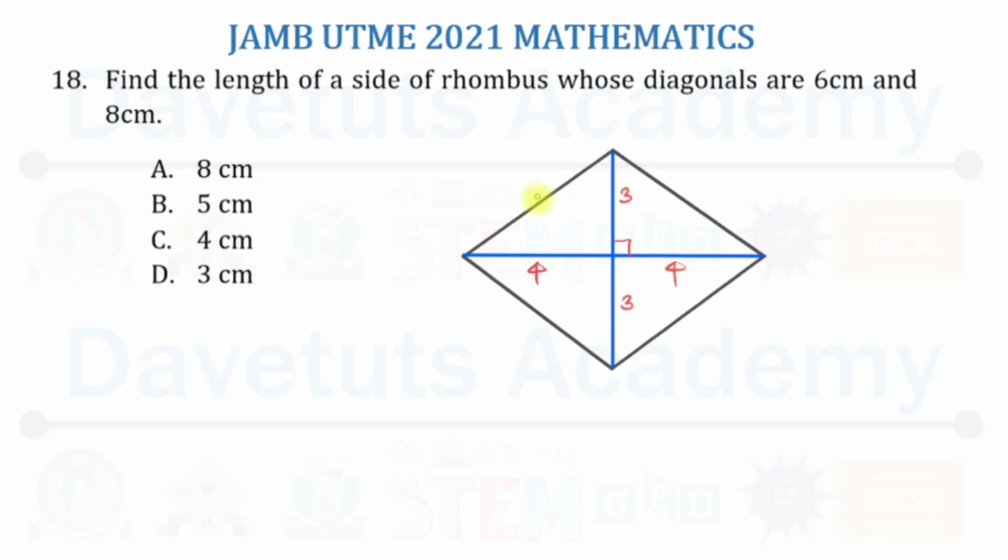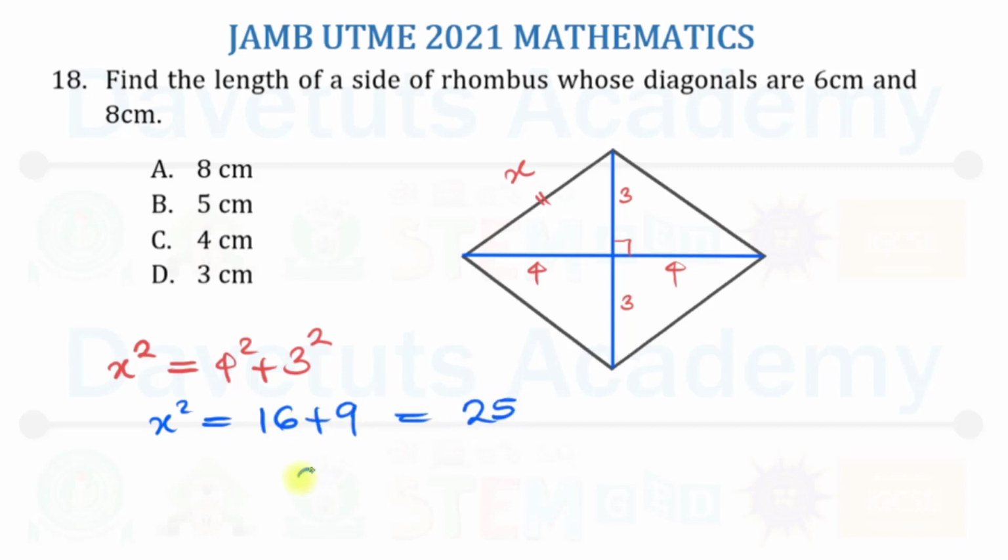So we are asked to find the length. So this is the length that we are asked to find. Let's call it x. And looking at this, we're already seeing that x is generating a right angle triangle for Pythagoras theorem, so that if we apply Pythagoras theorem, x squared will be 4 squared plus 3 squared. That means x squared is 16 plus 9, that will be 25, and x will be the square root of 25. The square root of 25 is nothing but 5 centimeters.